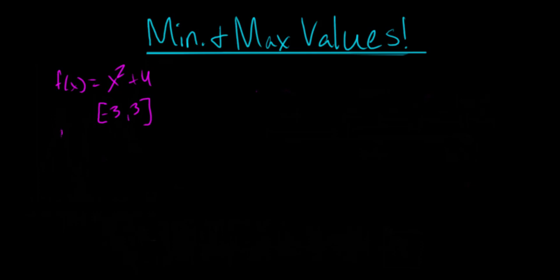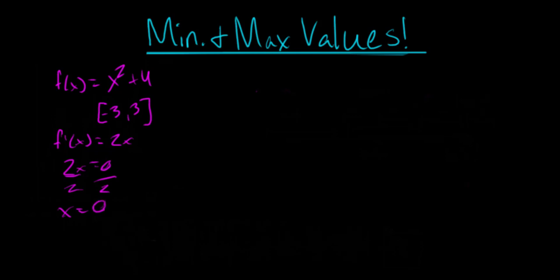First thing we're going to do is locate our critical point. And we do that by taking the derivative, so we get 2x, and setting that equal to 0. So 2x is equal to 0. We divide both sides of the equation by 2, and we just get that our critical point is located at x is equal to 0.